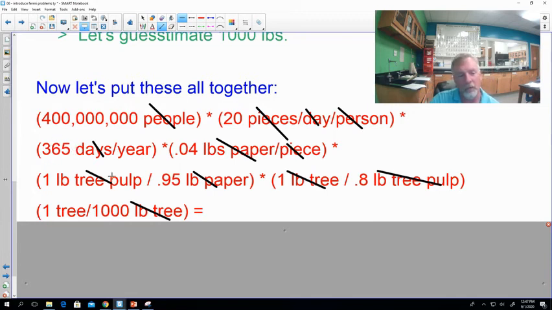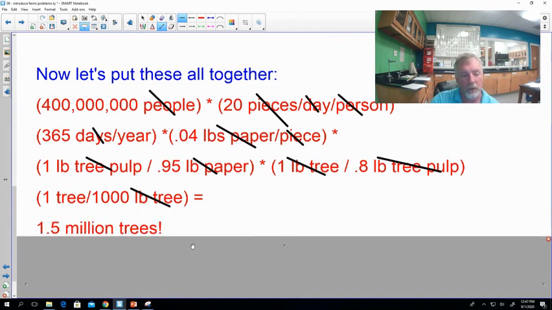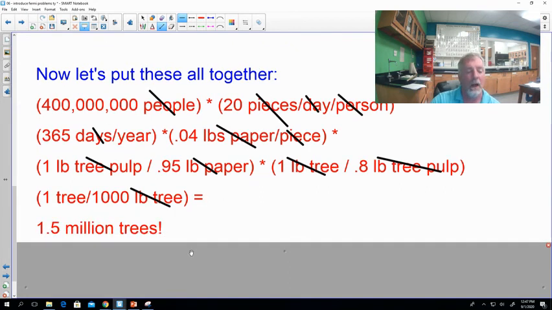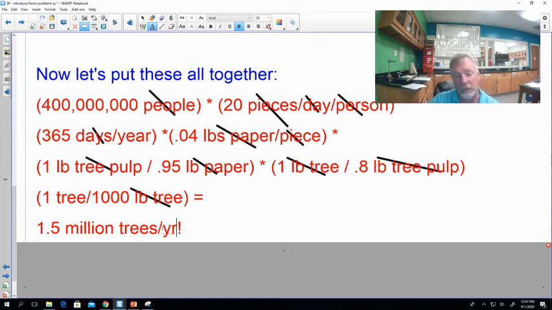So if we multiply all these numbers together, what are we going to end up with? 1.5 million trees. And I should have put on here per year. 1.5 million trees per year. So that's my ballpark estimate. Hopefully you got something close.